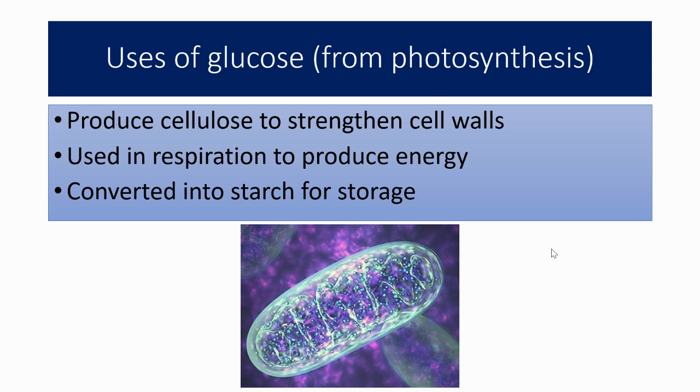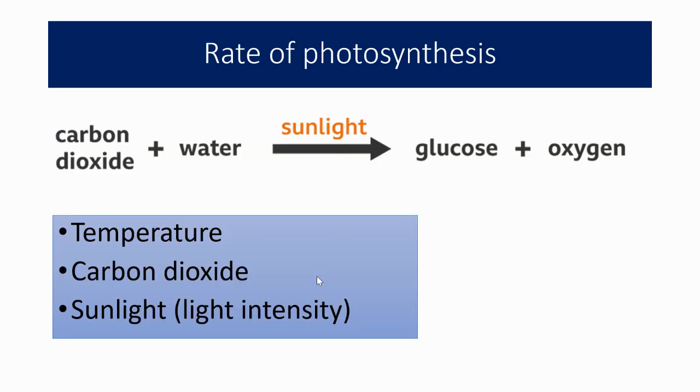Okay, so once the leaf has made glucose using photosynthesis, this can be used in different ways. So I've put three of the ways on here. It can be used to produce cellulose to strengthen cell walls. It can be used in respiration to produce energy, or it can be converted into starch for storage. Similar to animals, respiration in plants takes place in the mitochondria, and it uses glucose and then produces other things.